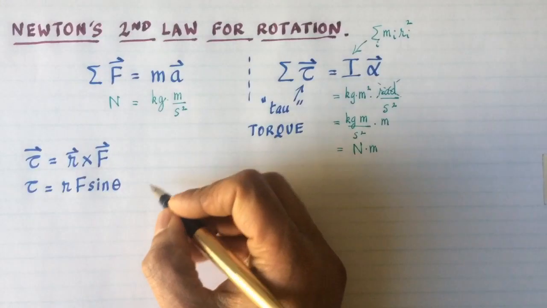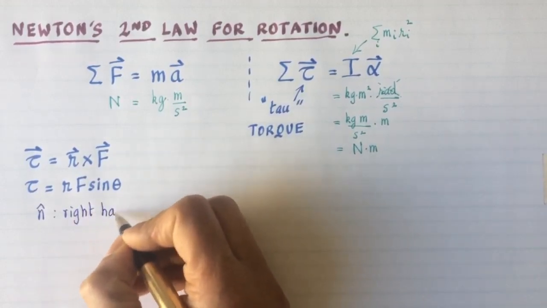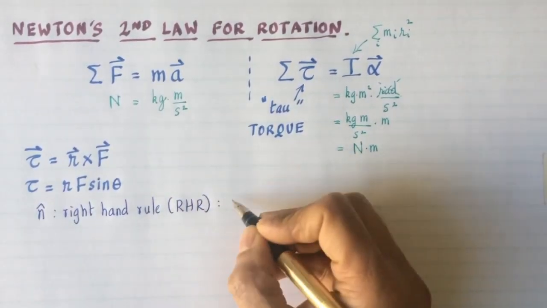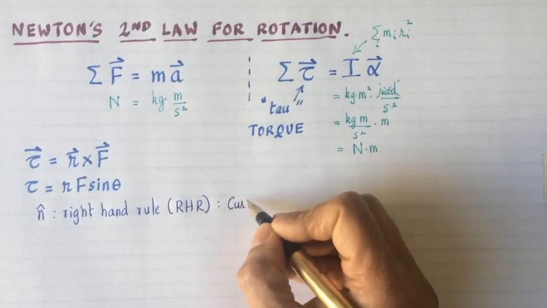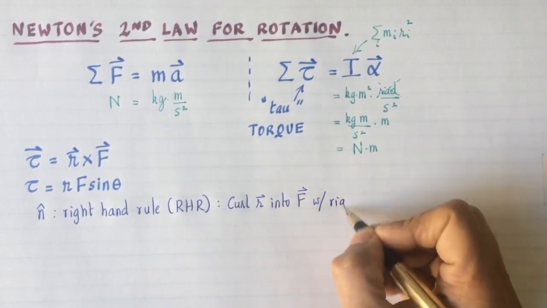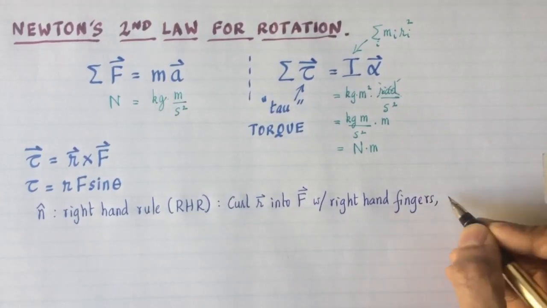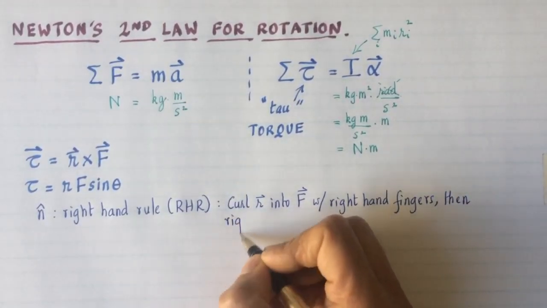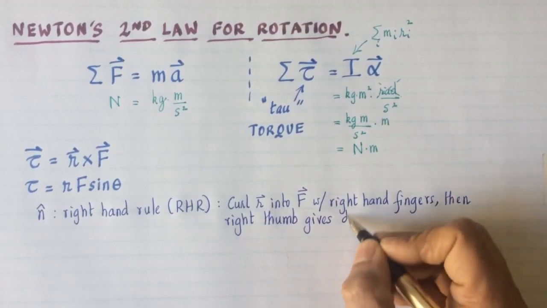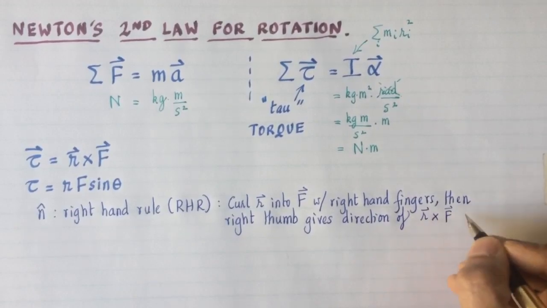So in terms of the right hand rule, we can write the direction n hat as given by the right hand rule. And the right hand rule is sometimes abbreviated as RHR for convenience. And that rule says if you curl the r vector into the F vector with right hand fingers, then the right thumb gives us the direction of r cross F, which in this case is just the torque.